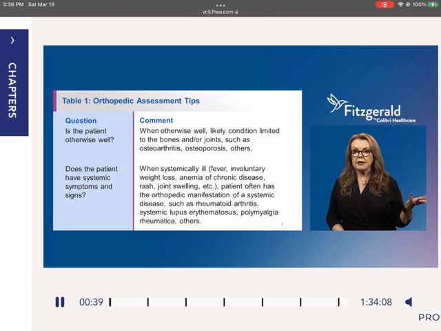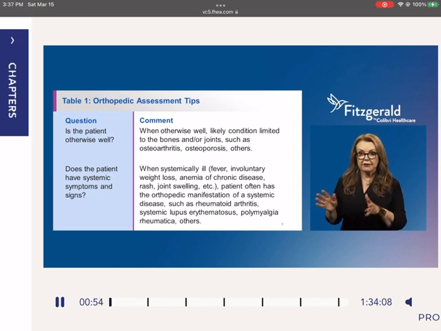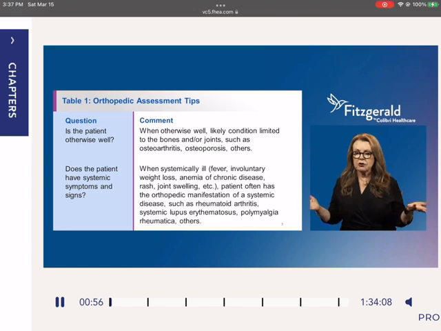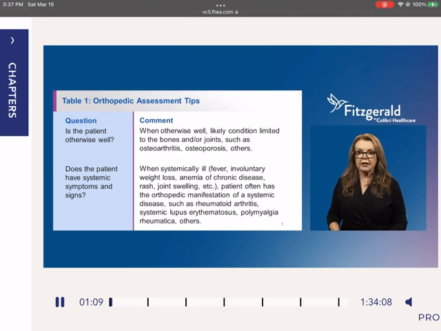First of all, with orthopedic assessment tips, is the patient otherwise well? When otherwise well, likely has a condition limited to the bones and/or joints such as osteoarthritis, osteoporosis, others. Now, that doesn't mean to be dismissive of these problems, because using these examples, OA and osteoporosis, these are major threats to a person's overall health. But these are diagnoses that do not affect the entire body.